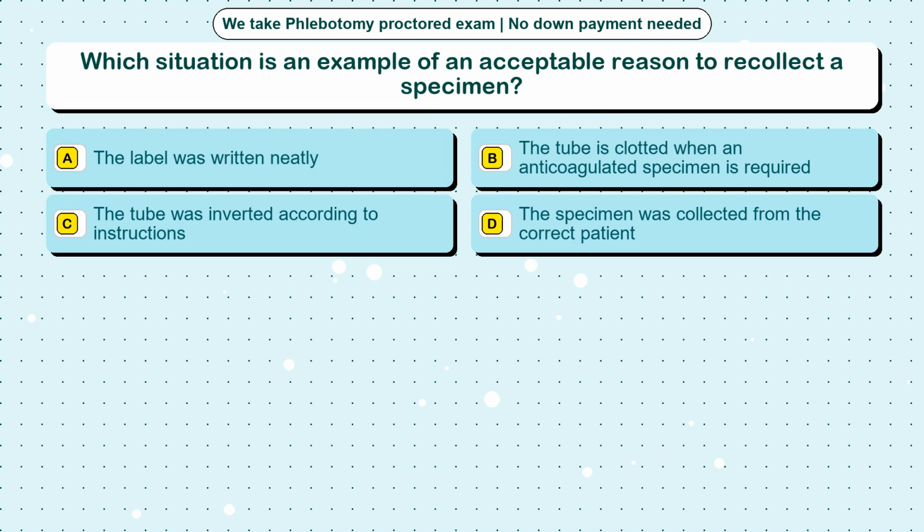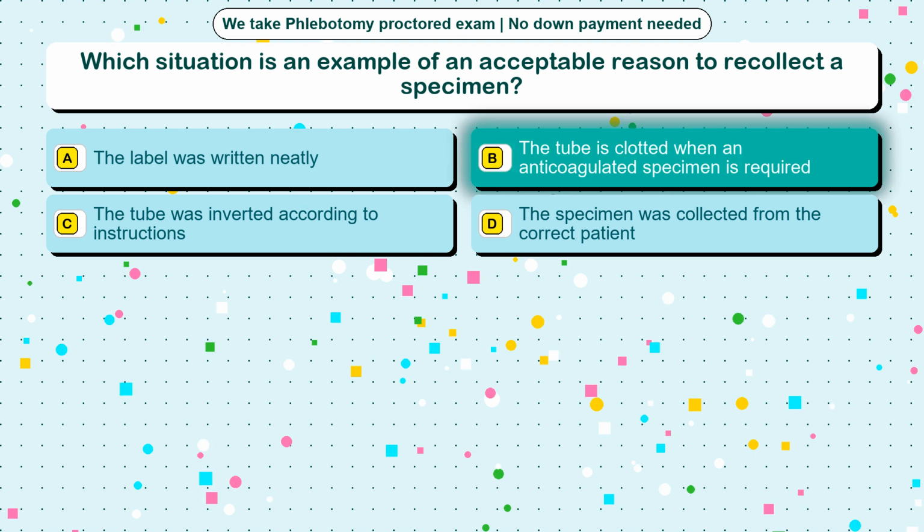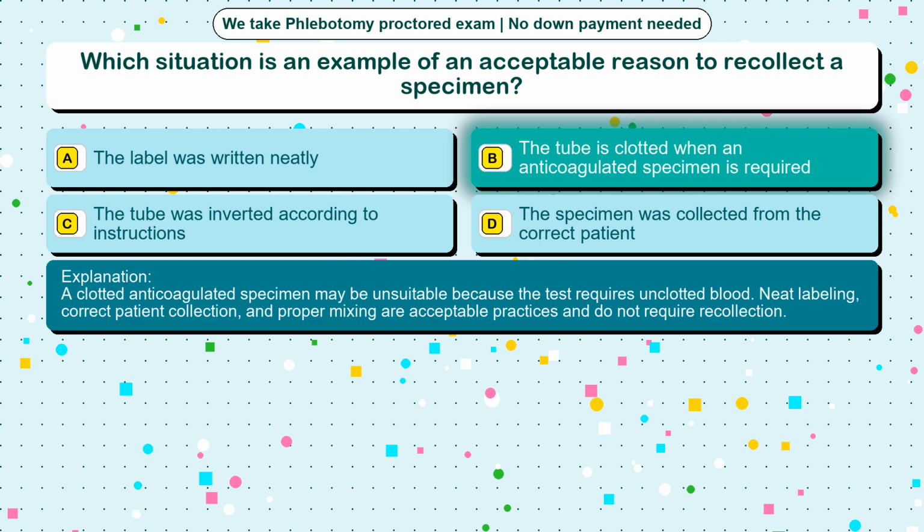Question 13. Which situation is an example of an acceptable reason to recollect a specimen? Option A. The label was written neatly. Option B. The tube is clotted when an anticoagulated specimen is required. Option C. The tube was inverted according to instructions. Option D. The specimen was collected from the correct patient. The correct answer is option B. The tube is clotted when an anticoagulated specimen is required. A clotted anticoagulated specimen may be unsuitable because the test requires unclotted blood. Neat labeling, correct patient collection, and proper mixing are acceptable practices and do not require recollection.